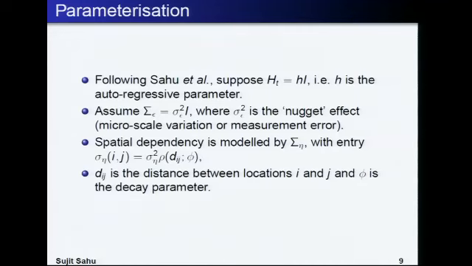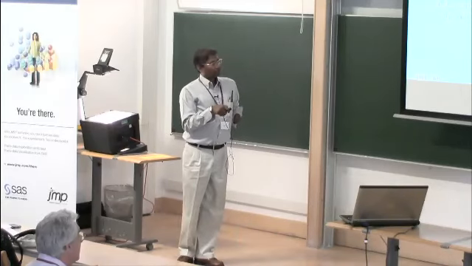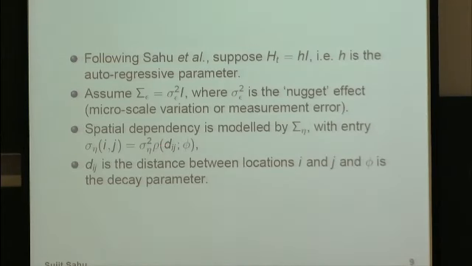Sigma_epsilon is sigma squared epsilon times the identity. So that's the nugget effect, or microscale variation, or it can be justified in terms of measurement error as well. Then for spatial dependency we need a sigma_eta. That is a spatially colored covariance matrix, and its entry would be sigma squared eta times a correlation which depends on the distance between two sites, s_i and s_j, and a decay parameter phi. You can have another smoothing parameter, but for simplicity we'll just assume an exponential covariance structure here.